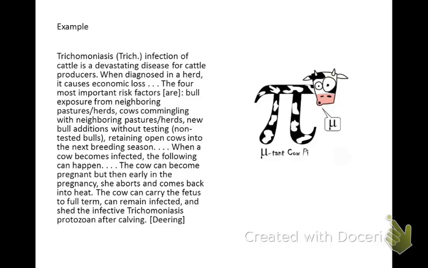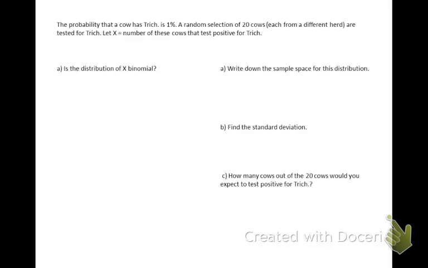When a cow becomes infected, the following can happen. The cow can become pregnant, but then early in the pregnancy she aborts and comes back into heat. The cow can carry the fetus to full term, can remain infected, and shed the infective trich protozoan after calving. The probability that a cow has trich is 1%.